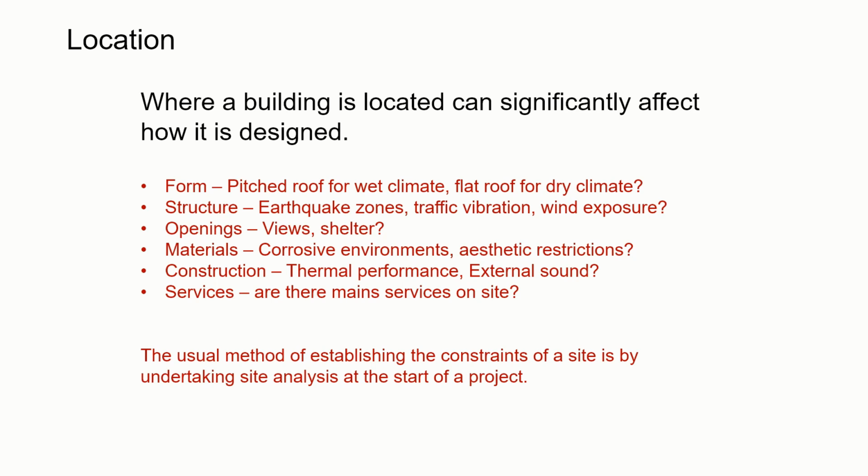If we go to Japan, we would probably build structures that could withstand or deal with seismic activity, earthquakes. It's not such a problem in the UK, but maybe traffic vibration is, if you're building next to a road, or wind exposure might be if you're building on top of a hill in the Cairngorms. The materials we use are slightly different depending on where the building's located. The construction might be different because we might require different thermal performance. We might need a building to stay warmer in one location or stay cool in a different location.